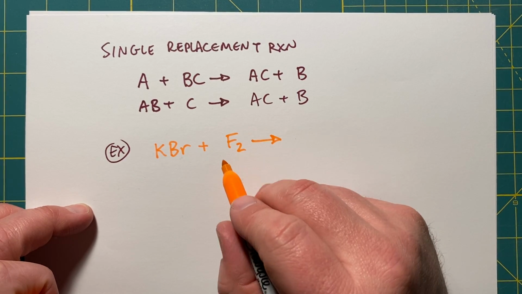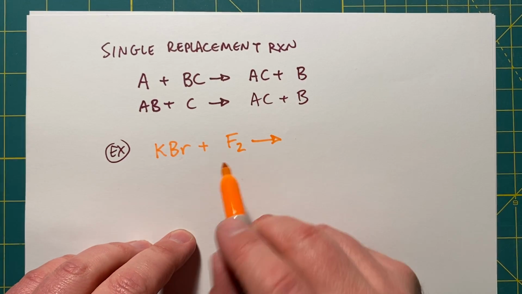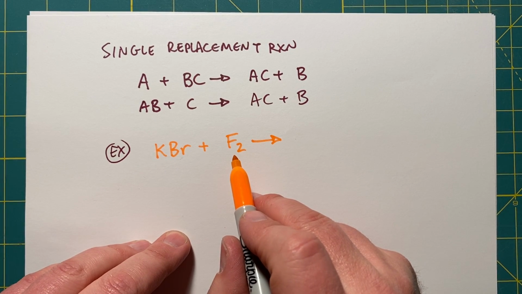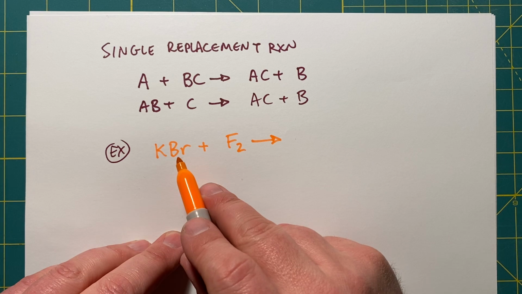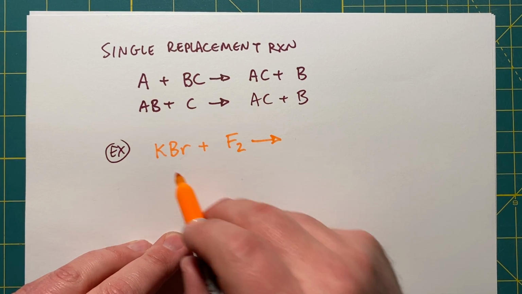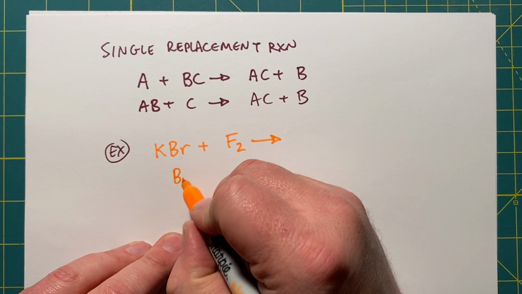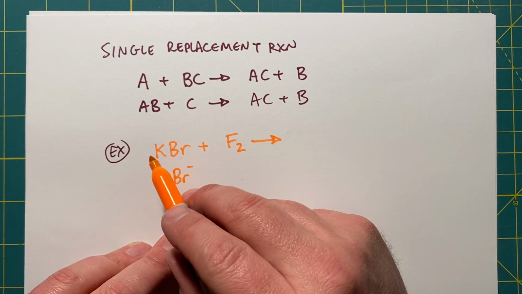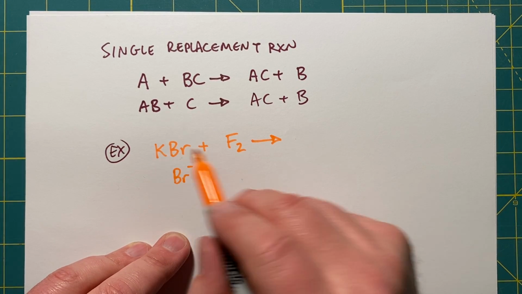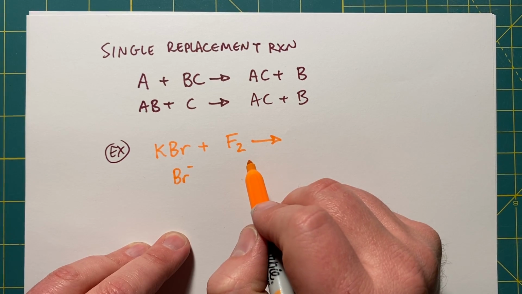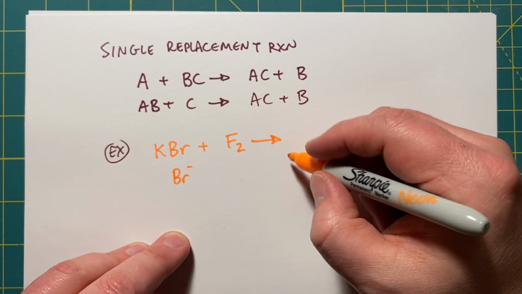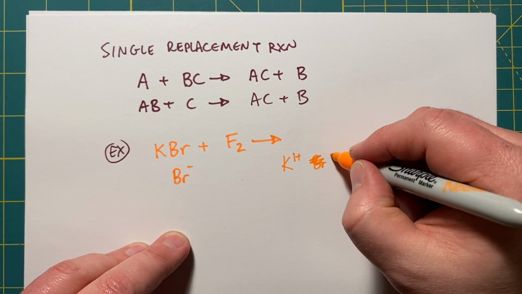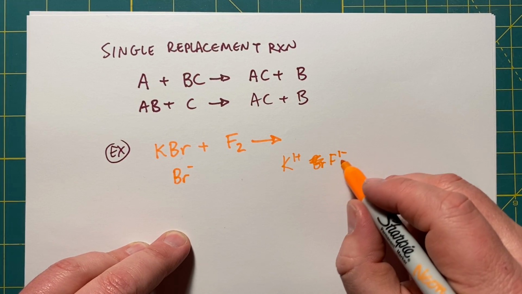But what's going to happen is, in this example, the fluorine, which forms an anion, is going to be negatively charged, and it's going to displace the other negatively charged thing. So bromide here, this is potassium bromide, is Br negative, and this fluorine, as it combines with the metal, forms an ionic compound, and it's going to make potassium fluoride. Potassium is a 1 plus, fluoride as an anion is a 1 minus.